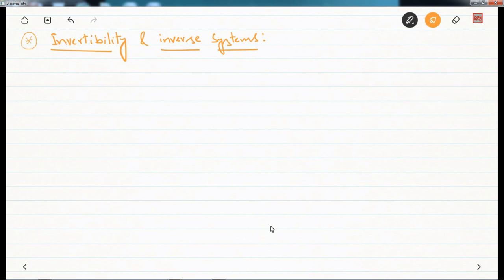So when do we call a system an invertible system? And what is an inverse system? When do we call a system an invertible system? So first of all, what do we mean by invertible?